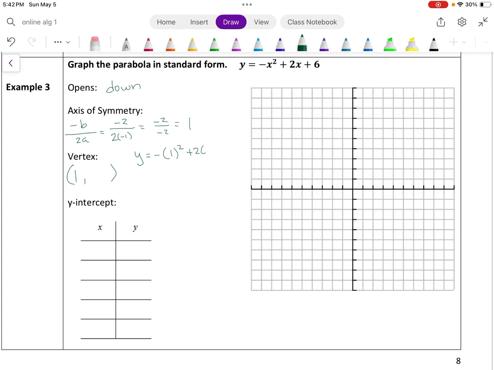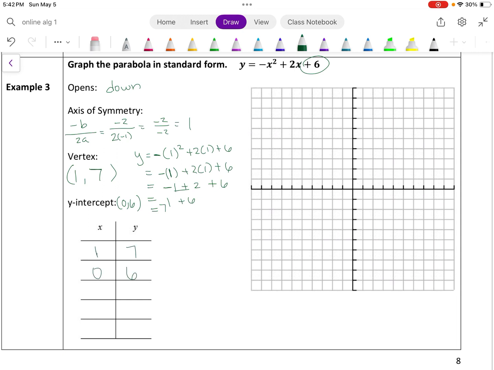All right, let's substitute. y equals a negative times 1 squared plus 2 times 1 plus 6. Okay, order of operations, 1 squared is just 1, so then it's a negative times 1 plus 2 times 1 plus 6. Negative times 1 is -1 plus 2 plus 6. -1 and 2 is 1. 1 and 6 is 7. There's my vertex. My y-intercept is, of course, my c value, so (0, 6).